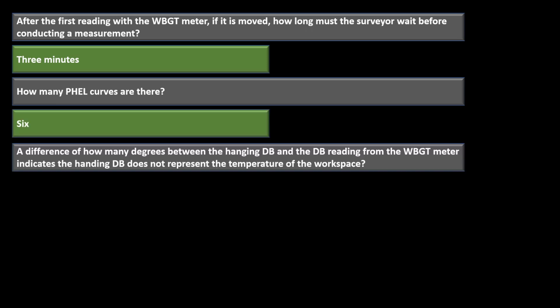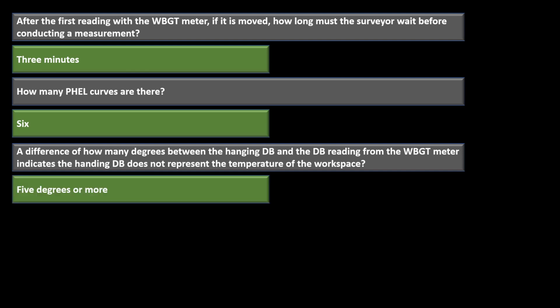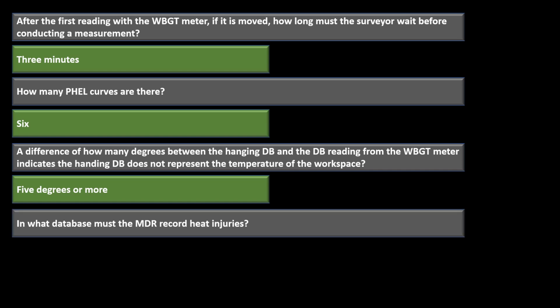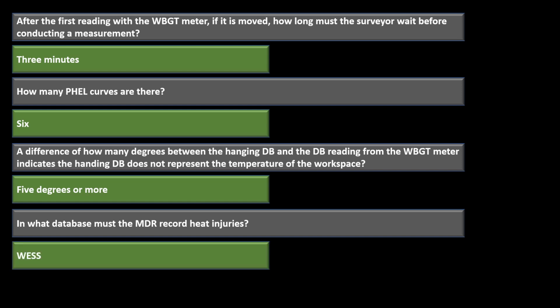A difference of how many degrees between the hanging dry bulb and the dry bulb reading from your WBGT meter indicates that the dry bulb does not represent the temperature of the workspace? 5 degrees or more means that our hanging dry bulb doesn't represent the temperature of the workspace. In what database must the medical department representative record heat injuries? They have to record heat injuries in your web-enabled safety system.